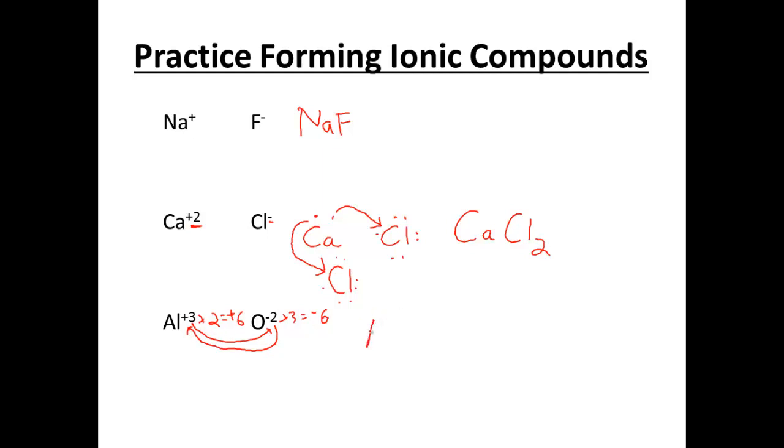And in the end, aluminum 2, oxygen 3 is our chemical formula for aluminum oxide, Al2O3. So in the end, we're still neutral. We had 2 aluminums at plus 3, so plus 6 total, and 3 oxygens at minus 2 gets us to minus 6 total. So that's the beginning of our formation of ionic compounds, giving and taking of those electrons to make charged particles.